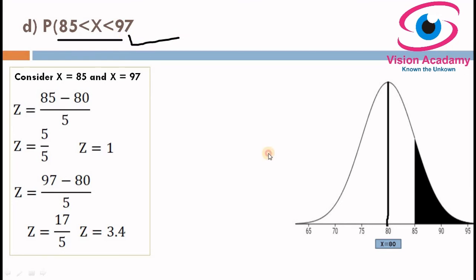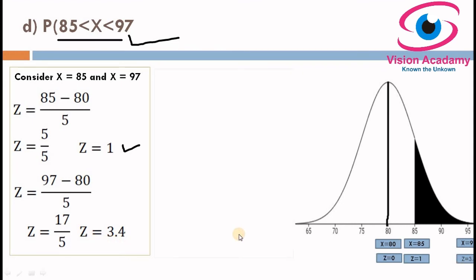Then let us plot the respective values for these two. For x is equal to 80, our z value will be 0. And we know that our x is equal to 85. This starting point is 85 and the z value for 85 is 1. We have calculated here z is equal to 1. So for x 85 the z value is 1. And for the other value x is equal to 97, our value of z is 3.4, that we have calculated here, 3.4.